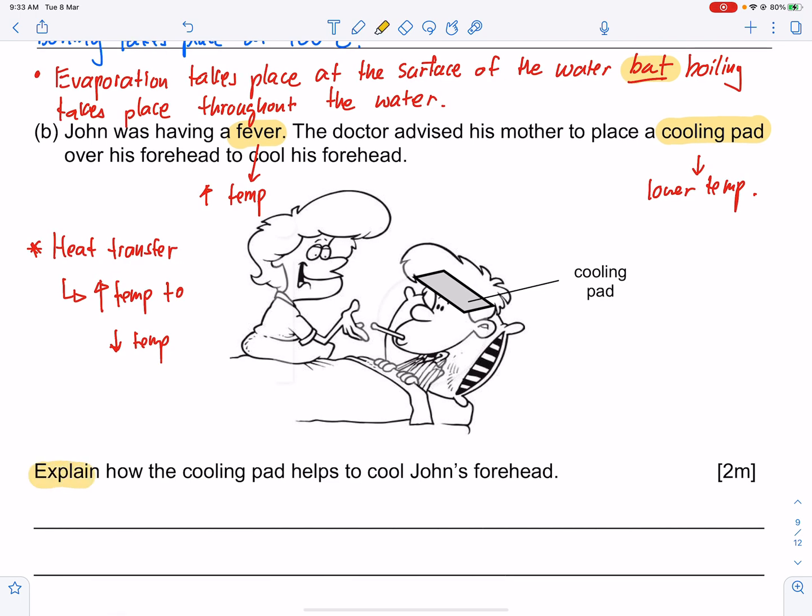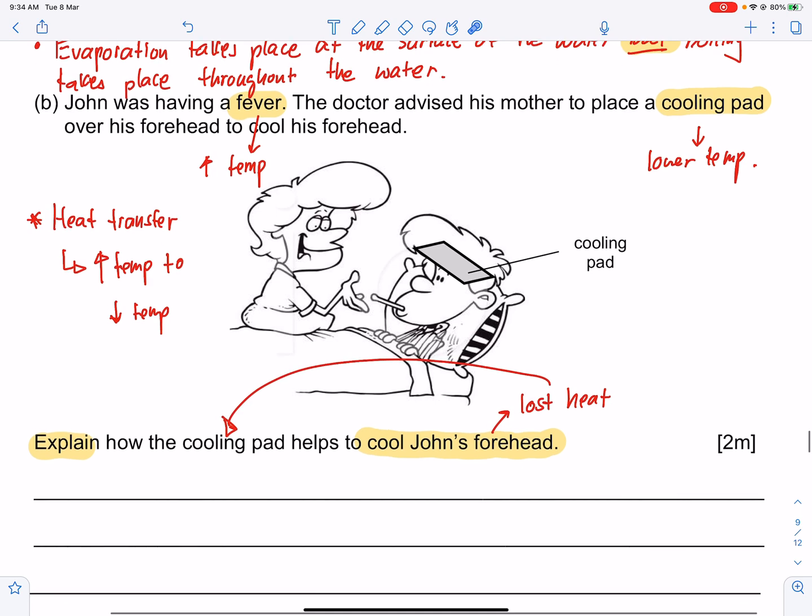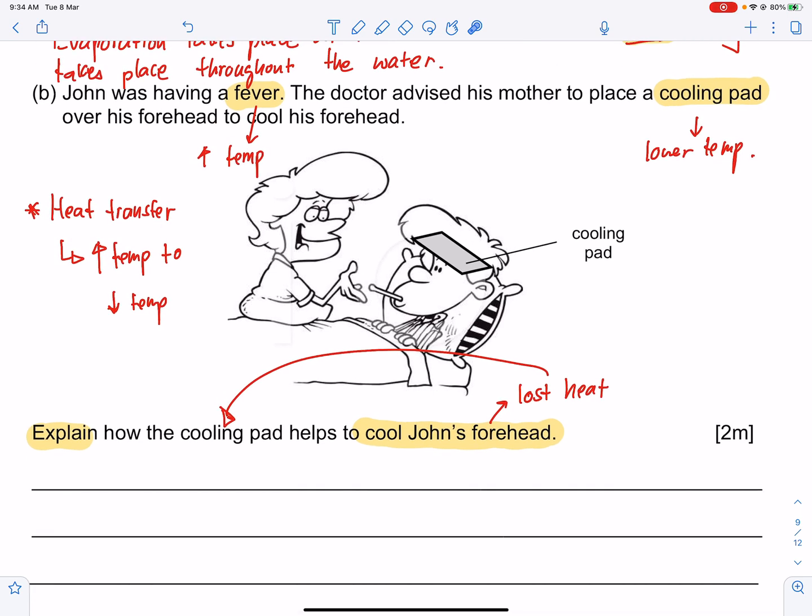Explain how the cooling pad helps to cool John's forehead. So in order for a region to be cooler, it must have lost heat. So lost heat to where or to who? In this case, it will be lost heat to the cooling pad. In fact, the statement already tells you, cooling pad helps to cool. So straight off the bat, the question already told you the answer. So how can we then translate that into our answer?